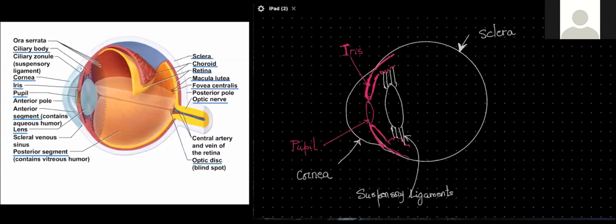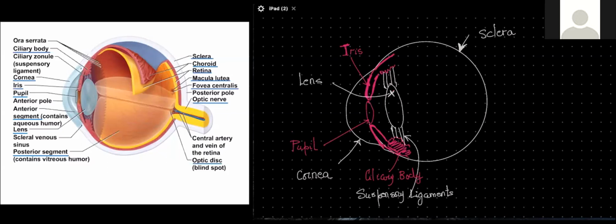And again, what do we call this part that surrounds the iris? It's my ciliary body. And this clear part through which the light is going to be traveling and converge to fall focused on the retina. This is the lens of the eye.